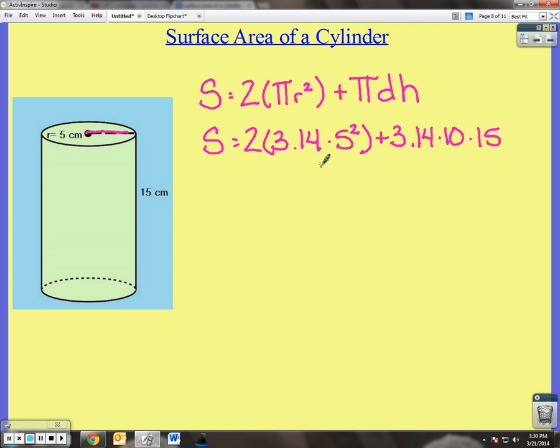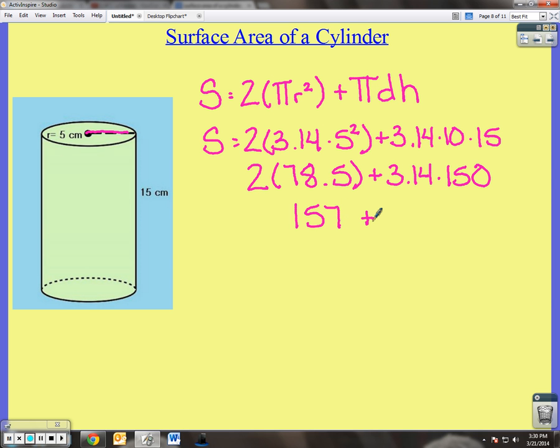I'm going to do what's inside these parentheses first. I already know that 5 squared is 25. I'm going to take 3.14 times 5 squared, which is 25. Inside the parentheses, I end up with 78 and a half. Plus, now I have 3.14 times 10 times 15. Well, I know 10 times 15 would give me 150. Let's multiply these two together. 78 and a half times 2 gives me 157. Plus the 3.14 times 150 equals 471.